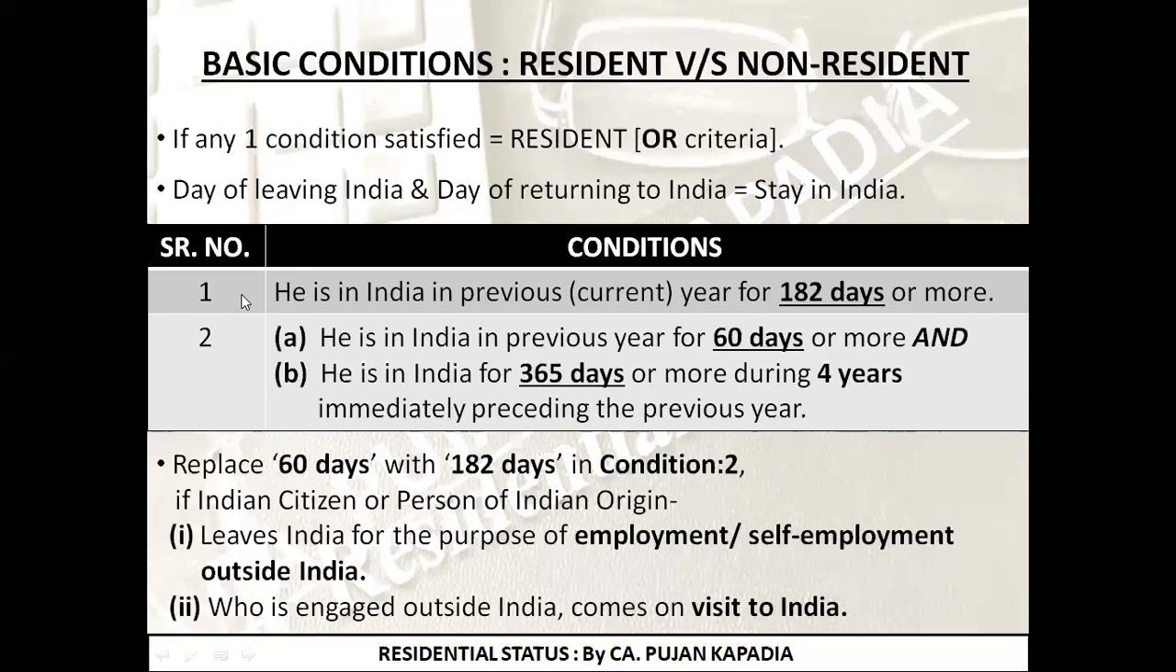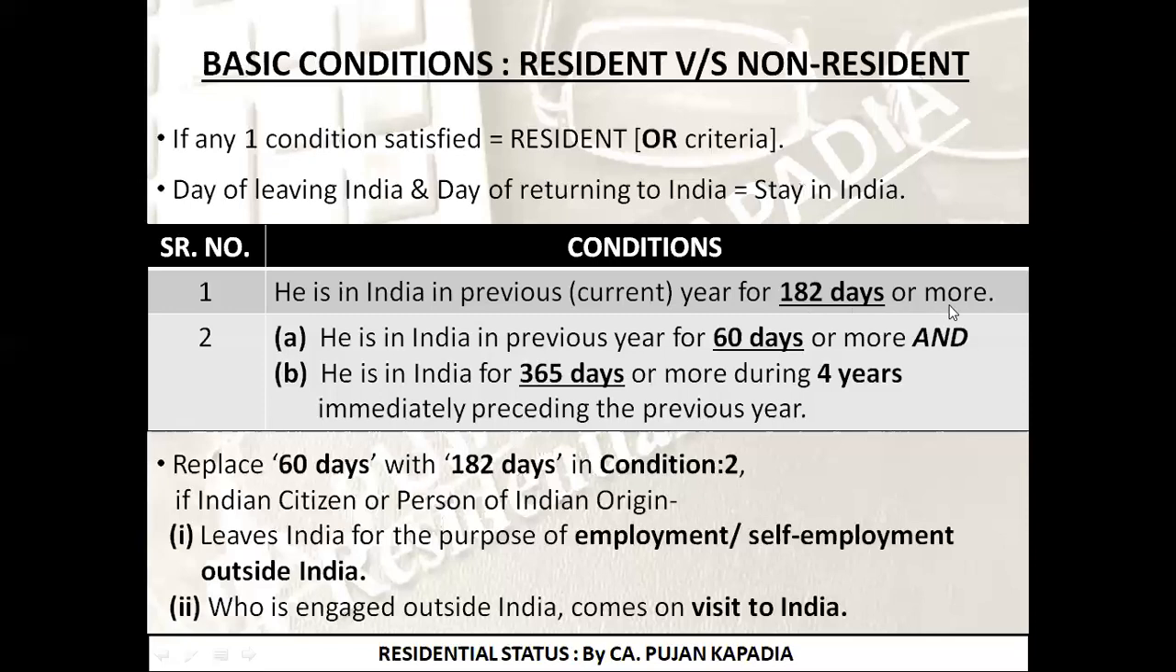In the first condition I have written, he is in India in previous year. Now I guess you are totally clear on what is previous year and what is assessment year. Previous year is your current financial year. So what I have written over here, again I am reading the same, he is in India in previous year for 182 days or more.